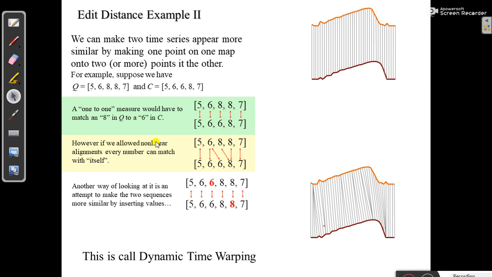However, if we allow nonlinear alignments, every number can match with itself, like 5, 5, 6, 6 and 6, 6, 8, 8, 8, 8, 7. Another way of looking at it is an attempt to make the two subsequences more similar by inserting values. So we can insert values rather than matching one to one. In that way you can see this is dynamic warping to find the similarity. This inclusion helps us understand how they are similar. This is called dynamic time warping, but it takes O of n squared time.